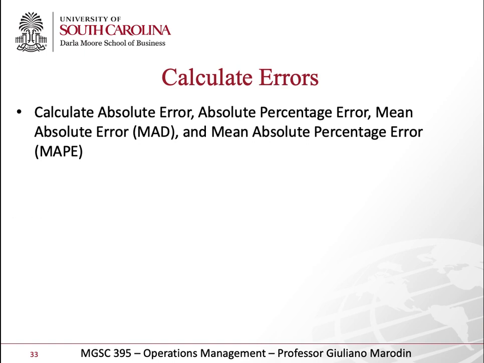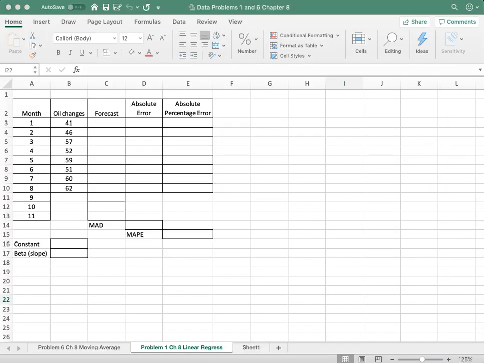So in this case, I'm going to open the Excel file that you have available in Blackboard to download, which has the numbers for this problem, okay? So this is the Excel file. We have different tabs here. We have problem 6, we have problem 1, we have sheet 1 here. We're going to look at problem 1, linear regression. And here we have the months, Garcia's garage, and the oil changes, the same thing you have on the PowerPoint, okay? Here is where we're going to put the forecast. We're going to put the absolute error and absolute percentage deviation here, right?